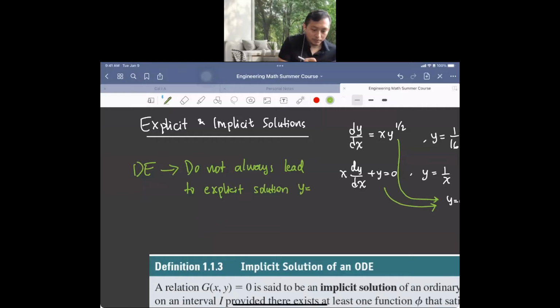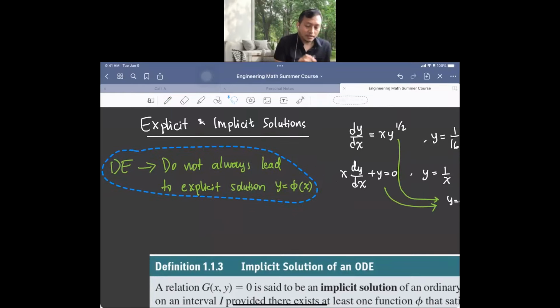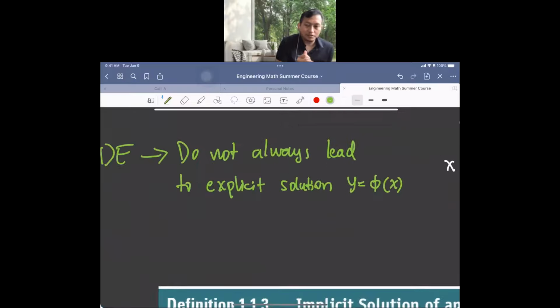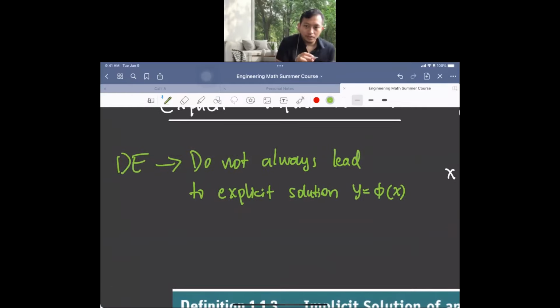Like, for example, y equals, let's say, phi of x. It's the same terms in your textbook. But what this means is, it doesn't have to be like this. For example, this is an equation of a function, right? We have y equals 1 over 16 x to the power of 4. We call this an explicit solution. So in the later part, we don't always find this type of equations. So it doesn't always lead to explicit solutions.